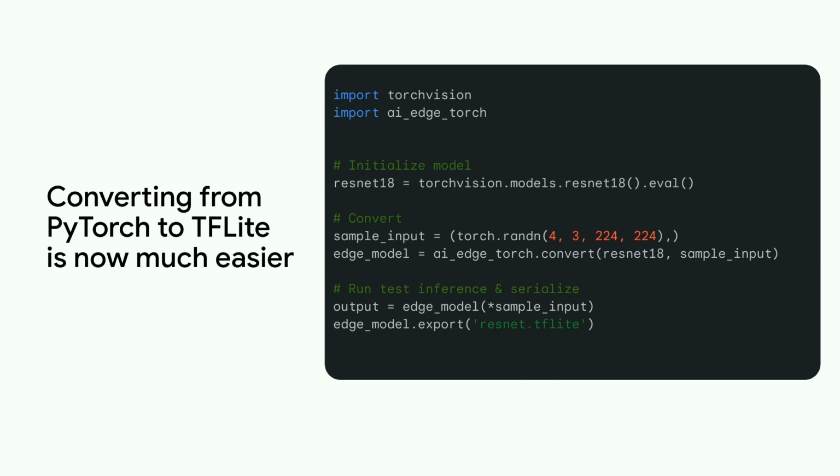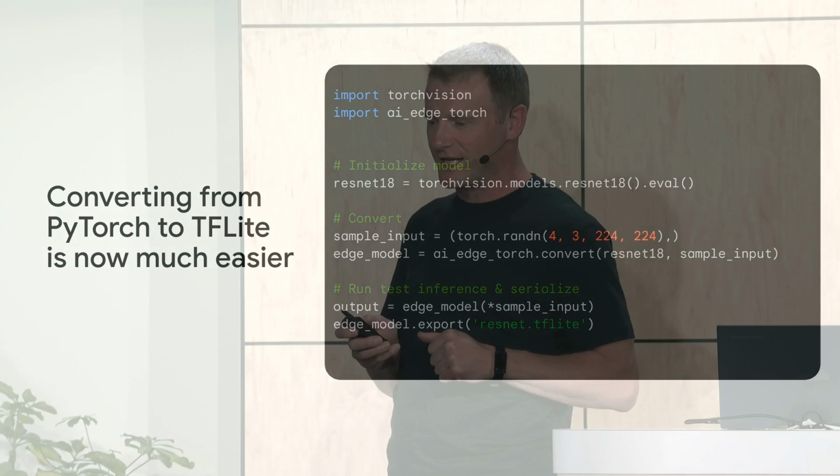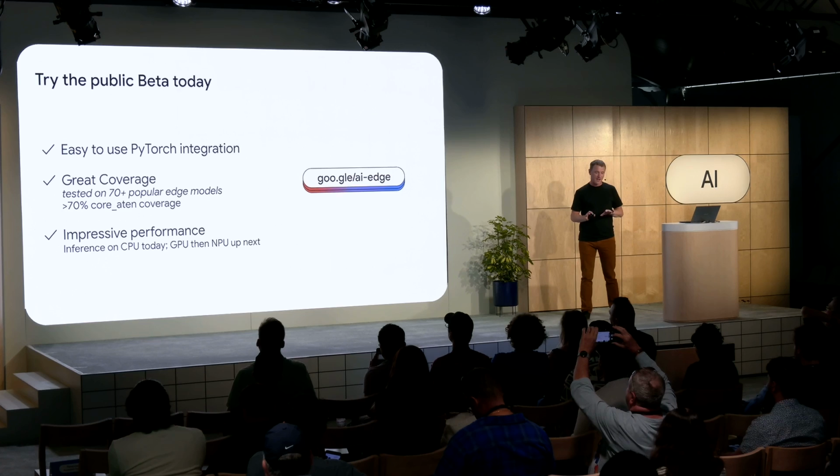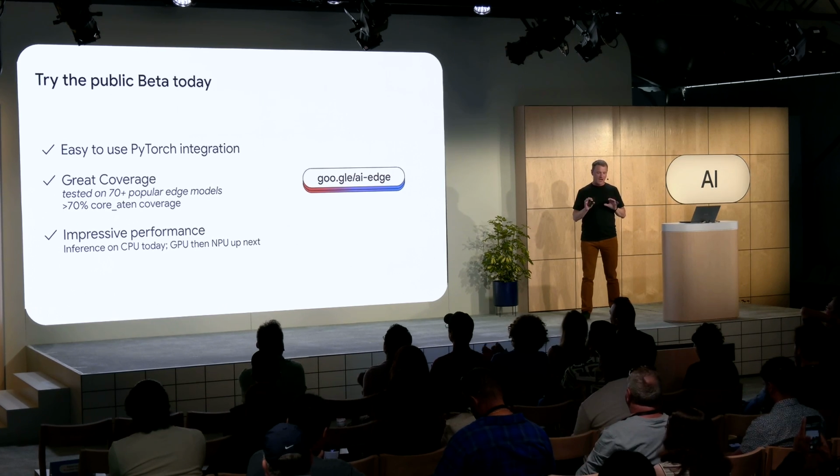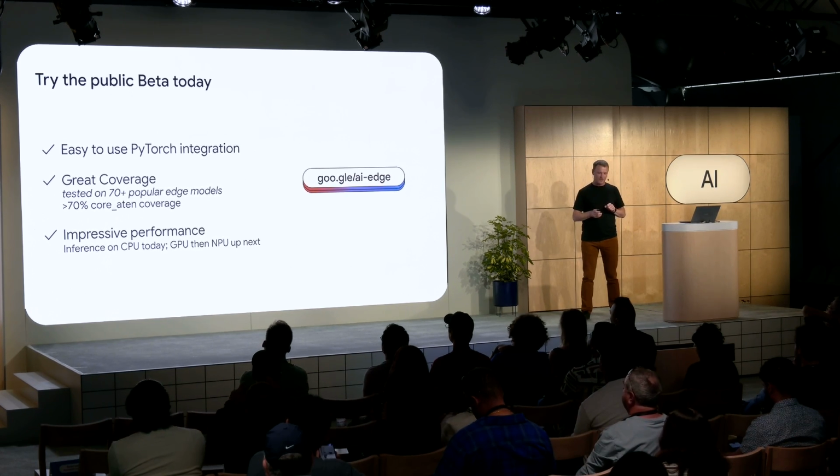So directly from your PyTorch environment, you import AI Edge Torch, initialize your model, call our converter. You can test the output right there in Python, and then export to a TF Lite file that's ready to use on device. It really is that easy. And PyTorch support for TF Lite is publicly available today in beta. It's also on GitHub as AI Edge Torch, or you can follow the link on screen to check it out for yourselves.